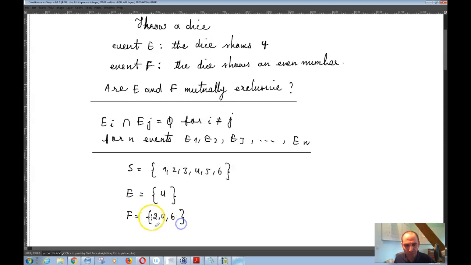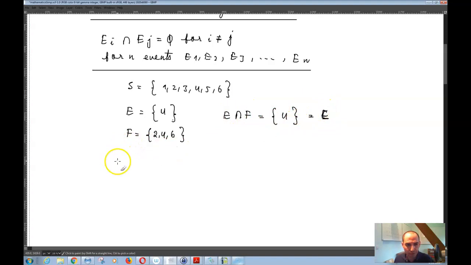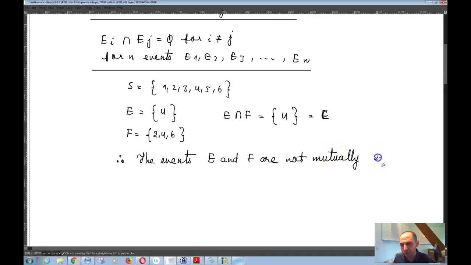Right? So now, the intersection of E and F is a set that contains a 4, which is actually equal to E. That means that since it's not equal to the null set, you can say that the events E and F are not mutually exclusive. Now let me take a look at the answer here.